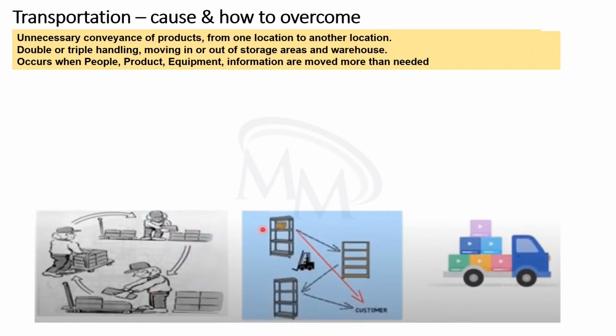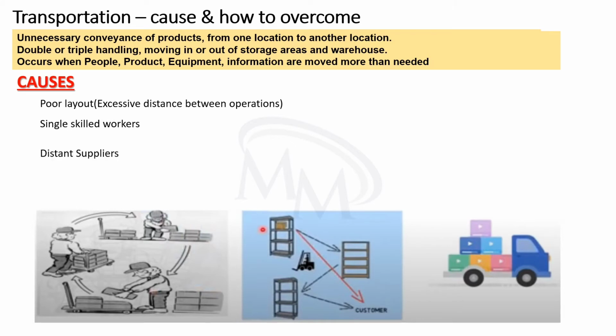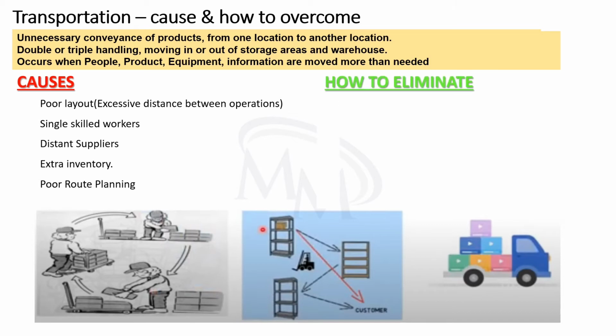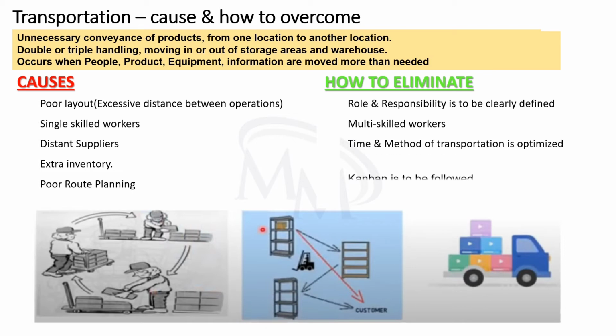Transportation is unnecessary conveyance of products from one location to another, double or triple handling, moving in or out of storage areas and warehouse. It occurs when people, product, equipment, information are moved more than needed. It is caused due to poor layout, excessive distance between operations, single-skilled workers, distant suppliers, extra inventory, and poor route planning. It can be eliminated by clearly defining role responsibility, multi-skilled workers, optimizing the time and method of transportation, following Kanban, and utilization of gravity for moving parts.